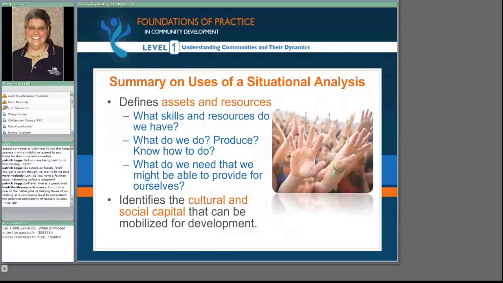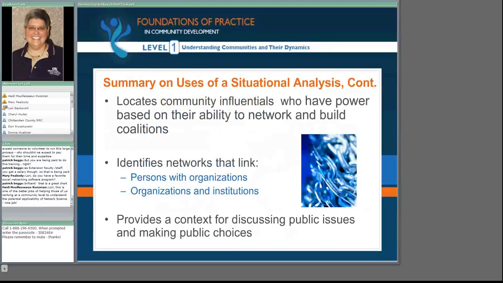Situational analysis can allow us to define our assets and our resources. It can help us identify our cultural and social capital. I'm a firm believer that if I say who is going to do X and nobody in the community says I will or my group will, then we just toss that idea out and we don't go back to it. Because if they aren't willing to do it, then why should we waste time on it?